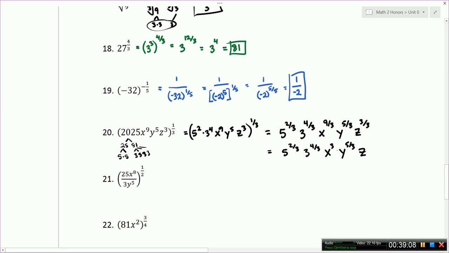All the parts that have a fractional exponent with 3 in the denominator, remember that's really a cube root. So the 5 squared, the 3 to the 4th, and the y to the 5th are all inside of a cube root, where the x cubed and the z are not. So this is equivalent to x cubed z times the cube root of 5 squared, 3 to the 4th, y to the 5th.